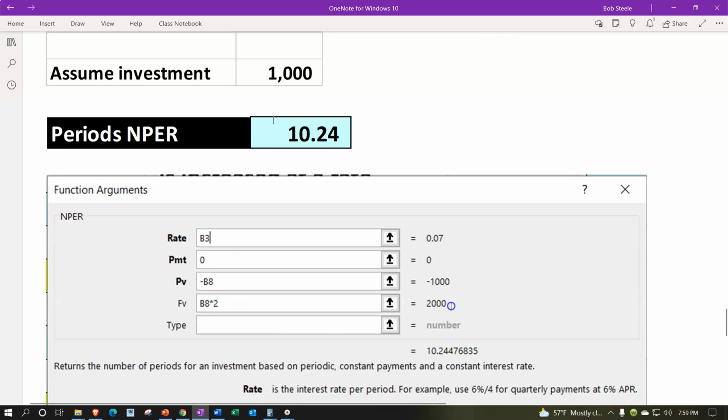So I pick that up times 2. That gives us the 2000. Now note, this is one where you have to put the negative on the present value here. If you do not, then Excel will not calculate it. You'll get some kind of error calculation.